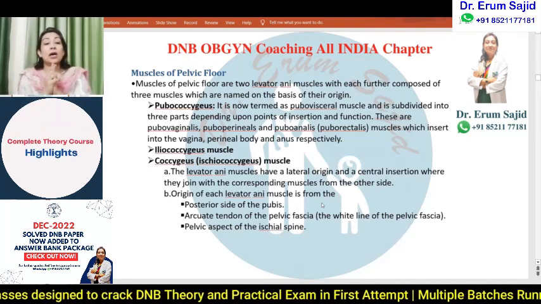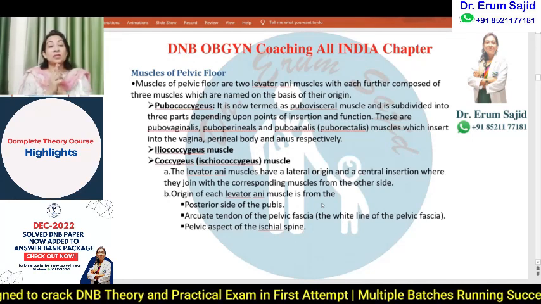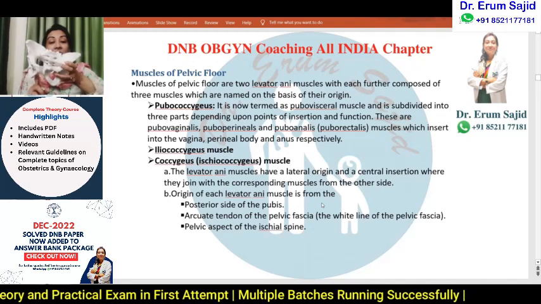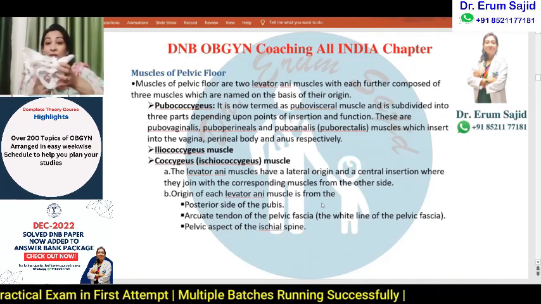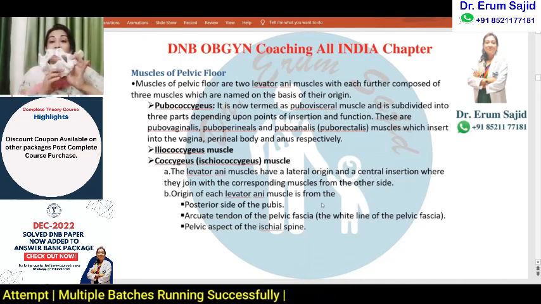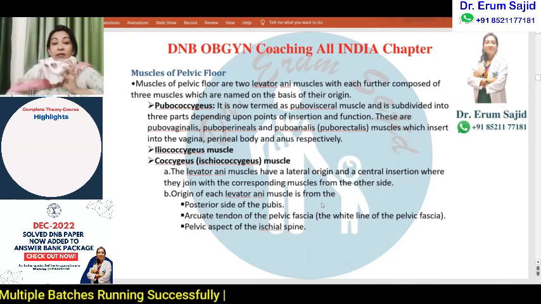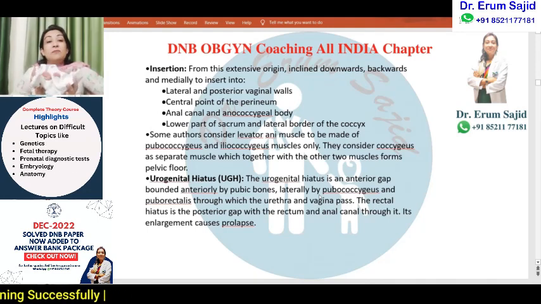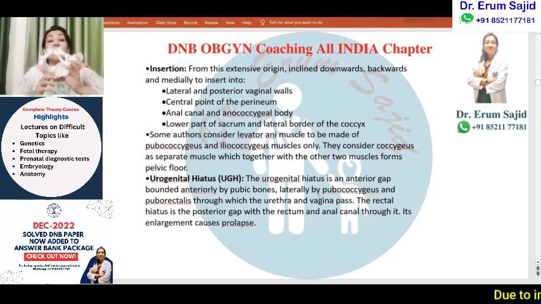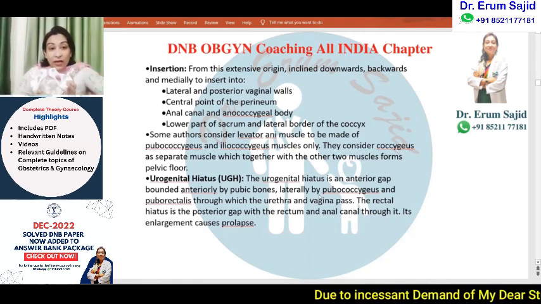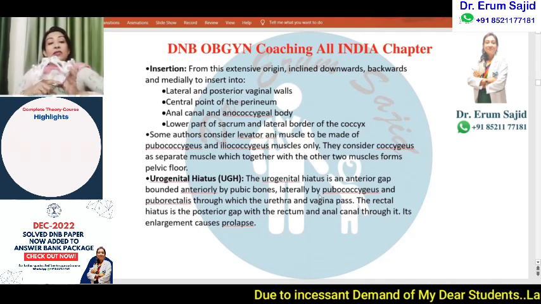All right. Origin of the levator ani muscle is from the posterior side of the pubis. Okay, this is the posterior pubis. Posterior side of the pubis, arcuate tendon of the pelvic fascia, which I spoke to you about, the arcuate tendon, ATFP, ATFL. Pelvic aspect of the ischial spine, there goes the ischial spine, right? And the insertion: extensive origin, inclined downwards, backwards, and medially. Now it's inserted into the lateral and posterior vaginal wall, the central point of the perineum, the perineal body, the anal canal and anococcygeal body, lower part of the sacrum, and lateral border of the coccyx.